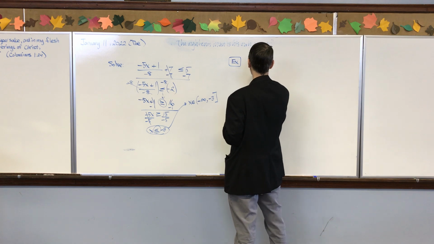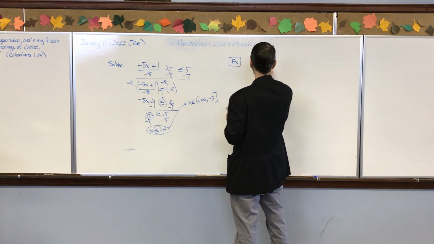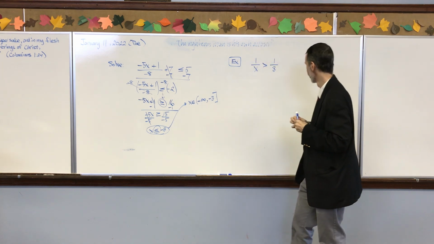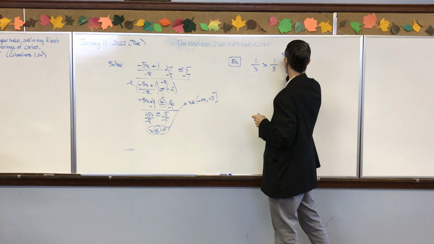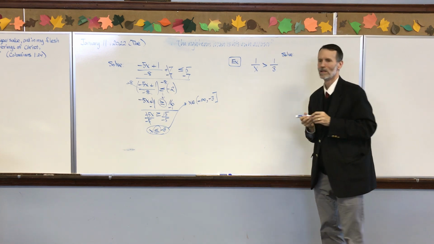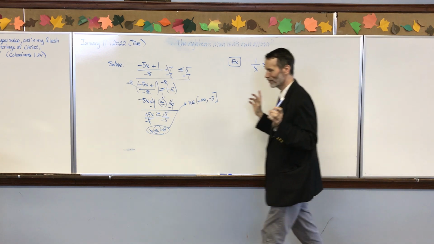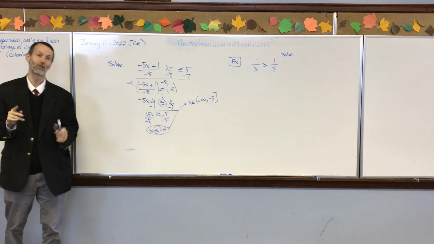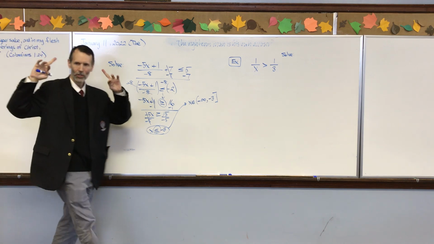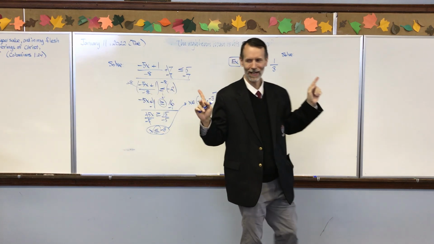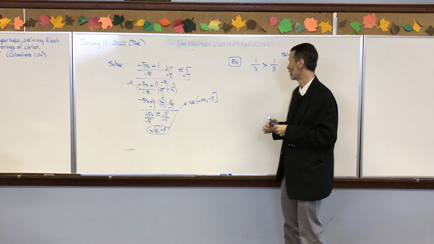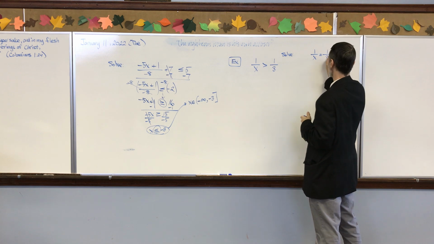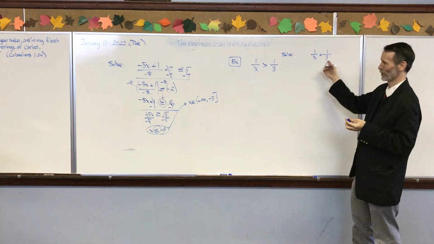1 over x is greater than 1 over 3. Solve. In first year algebra, if this were an equal sign, it would be trivially easy. You can do anything you want as long as you do it to both sides, including taking the reciprocal. So if you had 1 over x equals 1 over 3, you could probably do it in your head: x is equal to 3.